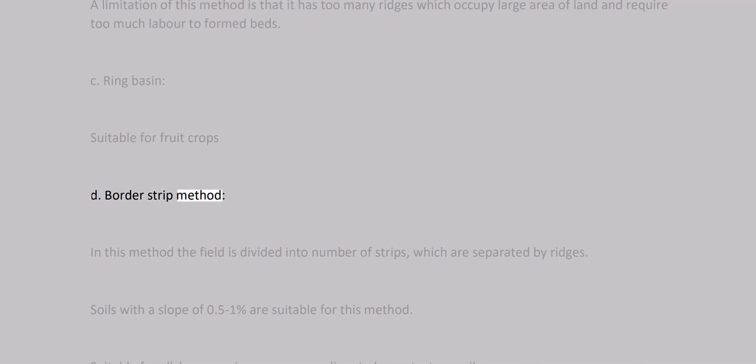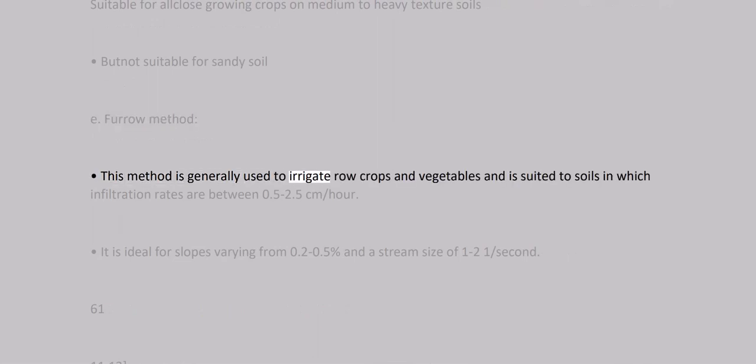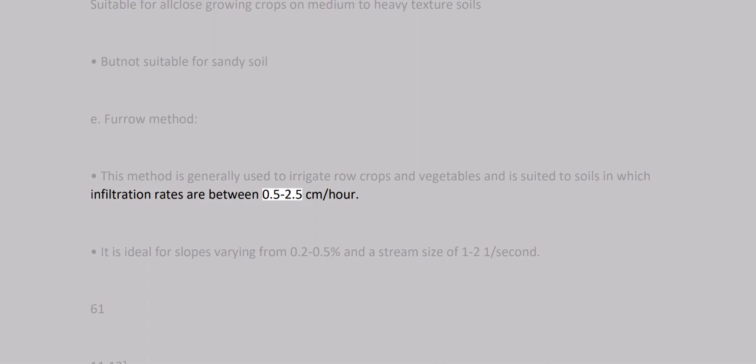D. Border strip method. In this method the field is divided into a number of strips, which are separated by ridges. Soils with a slope of 0.5 to 1% are suitable for this method. Suitable for all close-growing crops on medium to heavy texture soils, but not suitable for sandy soil. E. Furrow method. This method is generally used to irrigate row crops and vegetables, and is suited to soils in which infiltration rates are between 0.5 to 2.5 cm an hour.